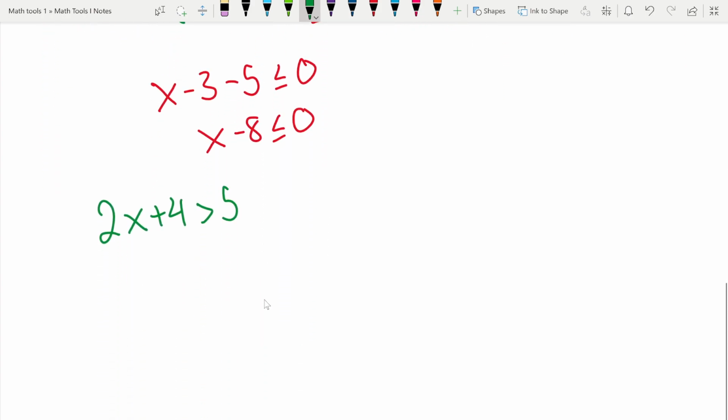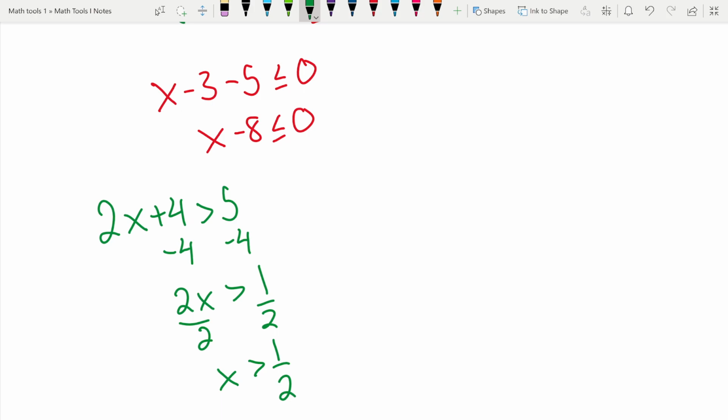Okay, so now going down to this one, we do the same steps we would for a regular equation. So we get 2x is greater than 1, and then we divide both sides by 2. So x is greater than 1/2. And that's our answer. So in a lot of cases, it's just as simple as solving a regular equation. So here our answer is going to be 1/2, not included because we don't have that equal sign, to infinity.